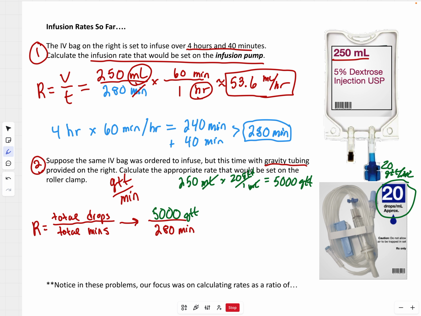So now that we have our volume over time, we can go ahead and do that division. 5,000 drops over 280 minutes. Those are the units I want. We get 17.857, and then that continues. And because this is drops per minute, we're going to round to the nearest whole number. This will be 18 drops per minute.